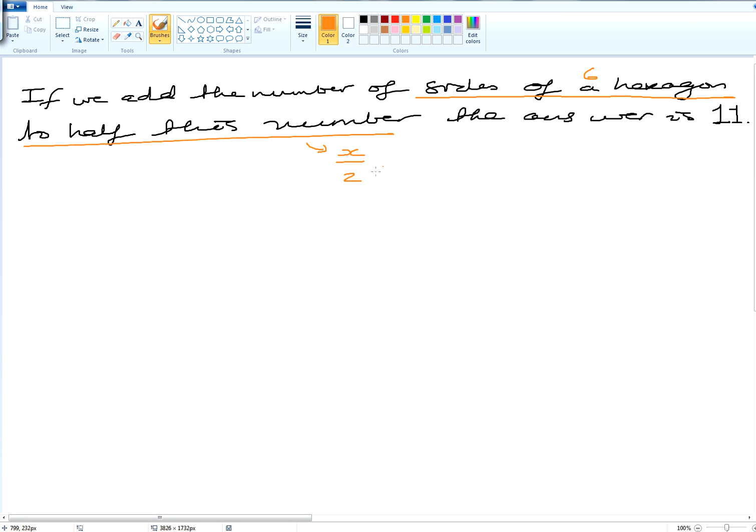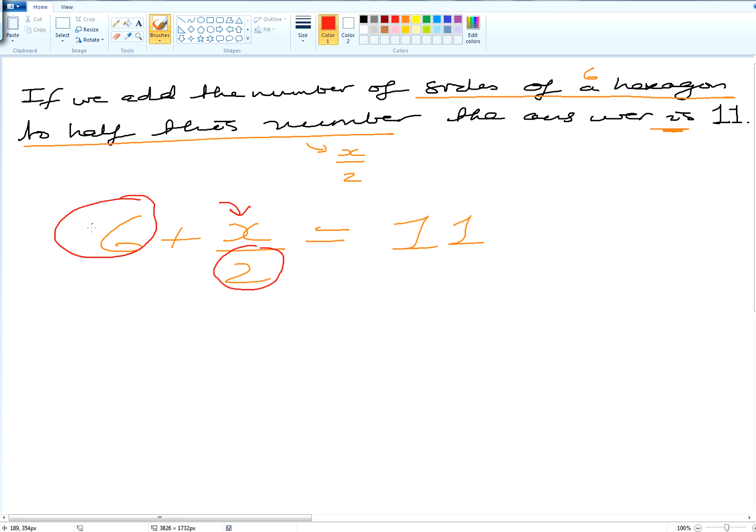So it goes, if you add 6 to half this number, the answer is 11. Now, we want to work out x. X has been divided by 2, which is called the first action. X has been added by 6, it's got its own add here. So which one do we move first? Second action. Okay, so we don't move the divide by 2 first, we move the add 6 first. Opposite of add 6 is? Minus 6.